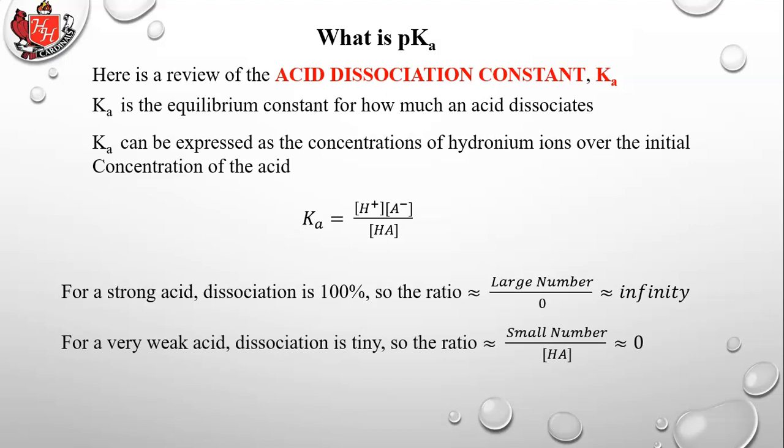For a very weak acid, the dissociation is tiny. So the ratio is a small number over the HA, so that's going to get very close to 0. It's not going to be 0. It does dissociate, but we're just going to say it approaches 0. So the range is between 0 and infinity.